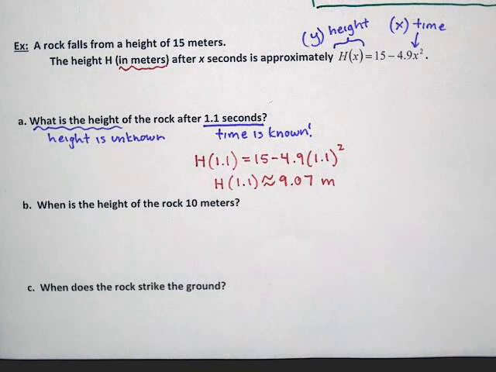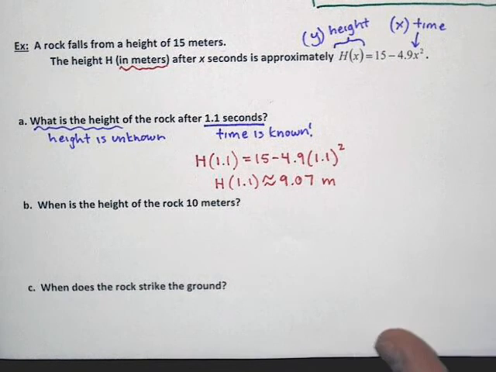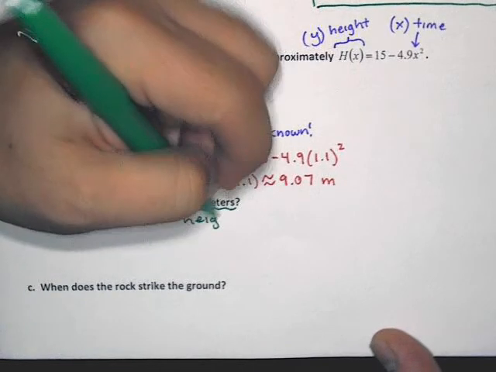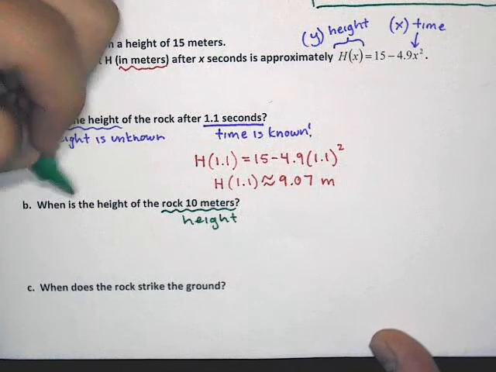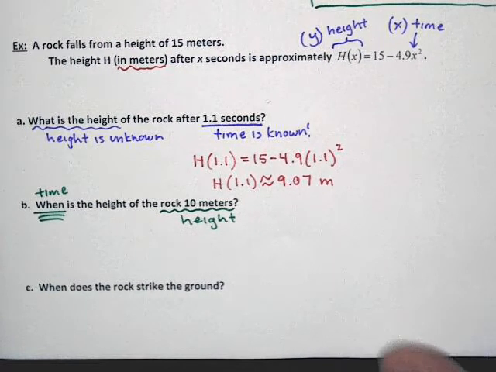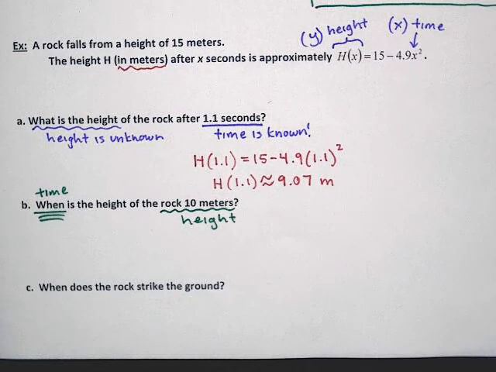What happens when we look at something like letter B? Well, now we know the height, and we're looking for time.